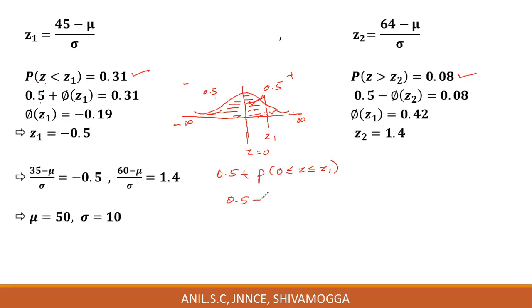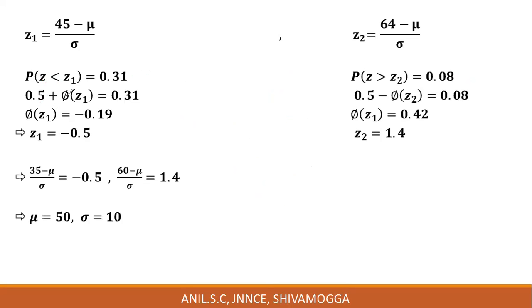Therefore, this is 0.5 plus this, which is denoted by phi of Z1. That's what I have written here. 0.5 plus phi of Z1 is equal to 0.31. Therefore, phi of Z1 is equal to 0.31 minus 0.5, which is equal to minus 0.19.